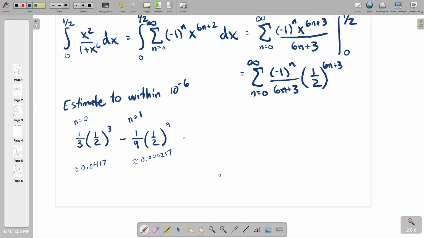So I keep going. Plus 1/15 times 1/2 to the 15th. And that's getting pretty small. 5 zeros and then a 2. But that's still bigger than this, right? Because this is 5 zeros and a 1. So I'm betting that this next one's going to be smaller than that, but we'll go ahead and write it out.